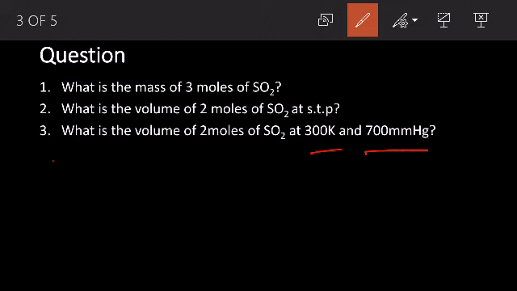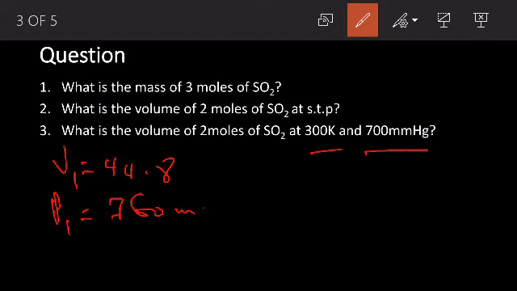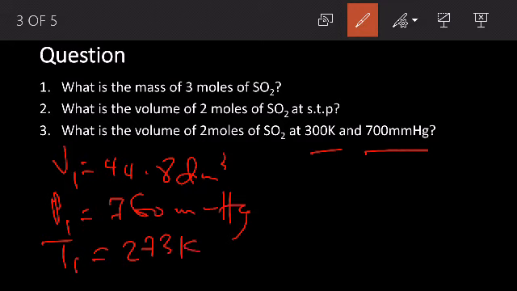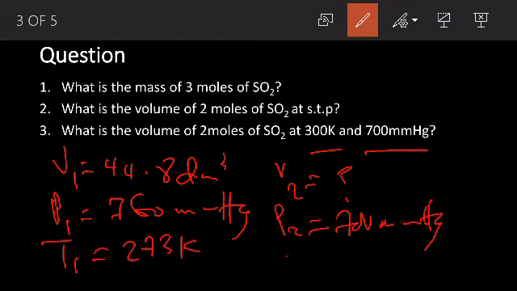So we can say that our V1, we got that in number 2, which is 44.8. That's the volume at standard temperature and pressure. The P1 is 760. That's the value for the standard pressure. Now then our T1 is equal to 273. That's the value for the standard temperature. Now our V2 is what we're looking for, the volume at the new temperature and pressure. Then our P2 is 700 millimeter mercury. Okay, then our T2 is equal to 300 Kelvin.